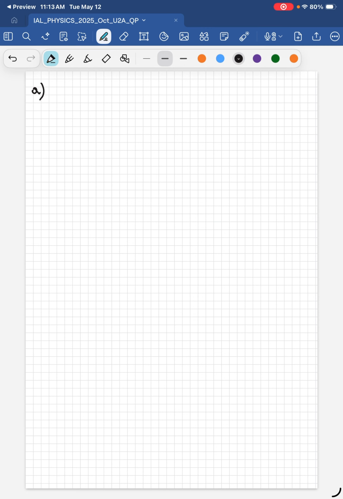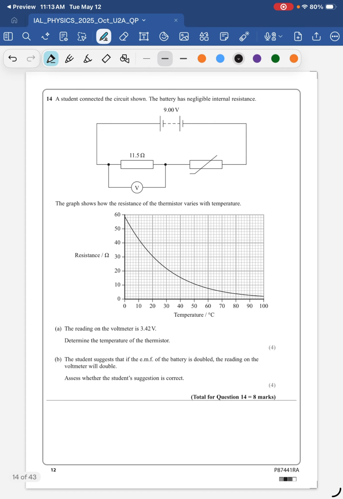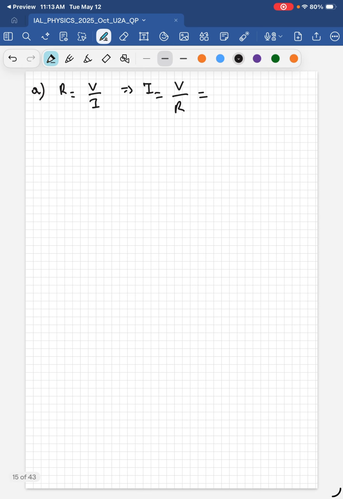So resistance is voltage per current, right? So current is voltage over resistance. What's the voltage again? Wait, I'm confused. Yeah, 3.42, and the resistance is 11.5. So let's use that information to find the current. 3.42 over 11.5. So that's 0.3 amps.